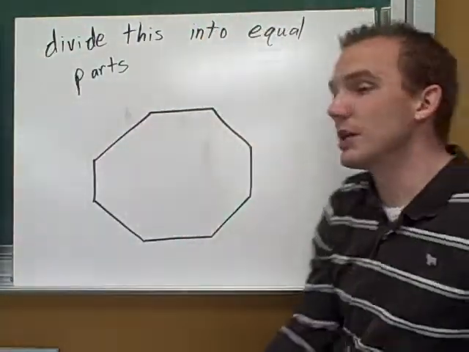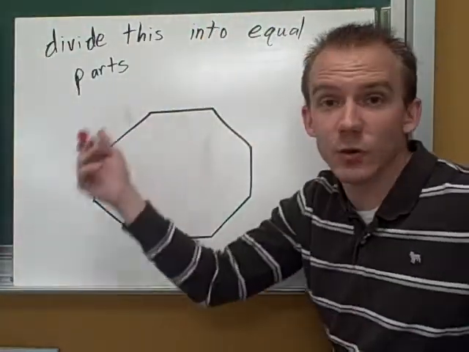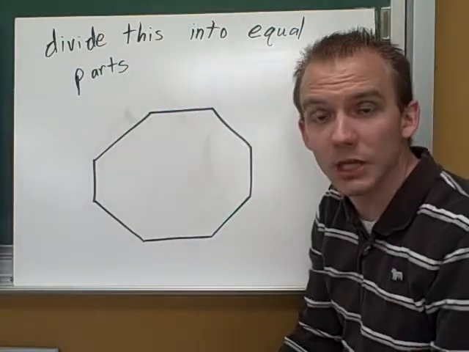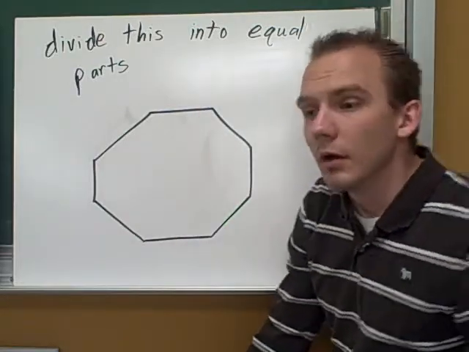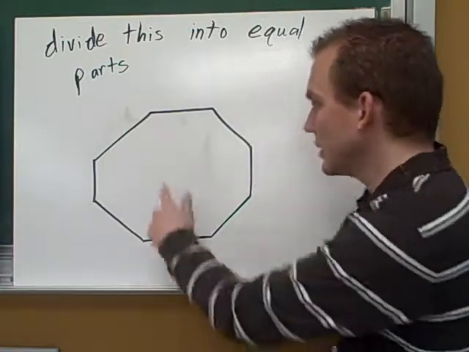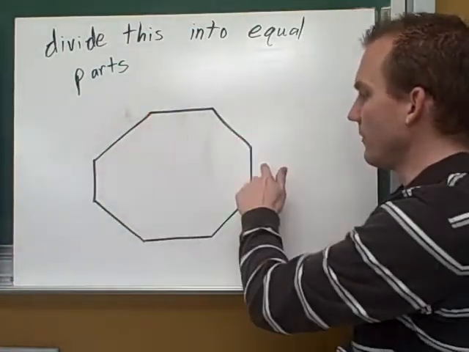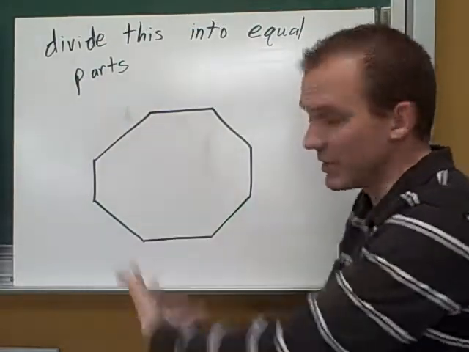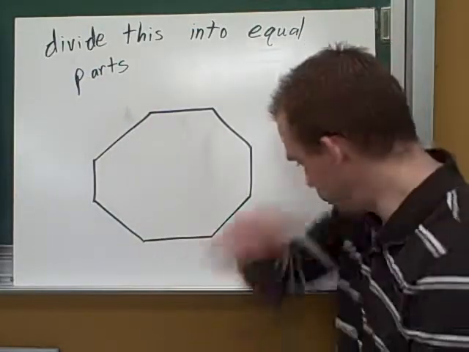You might be given a shape and then given choices, or just say, divide this into equal parts. Remember that trick? Draw the center, count the sides, those are your equal parts. So I have 1, 2, 3, 4, 5, 6, 7, 8. And I know they're not equal, but let's pretend they are.